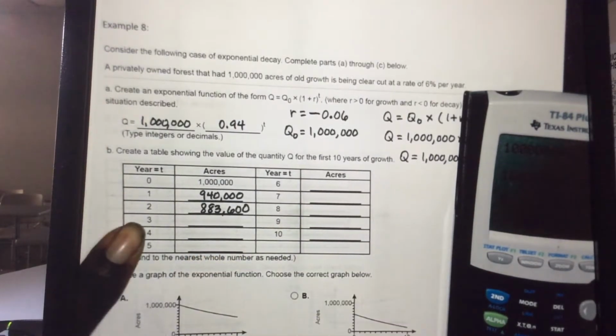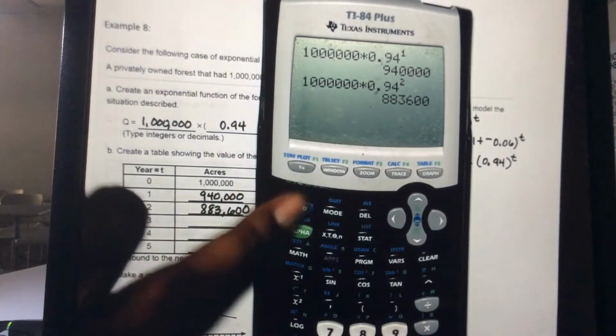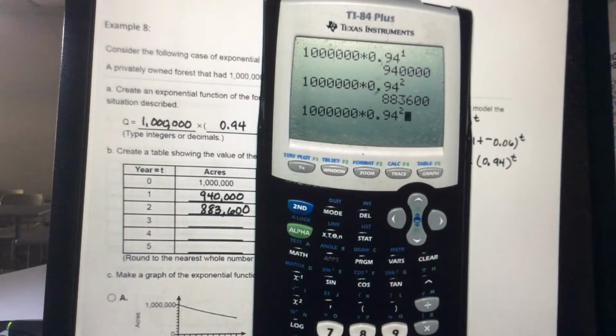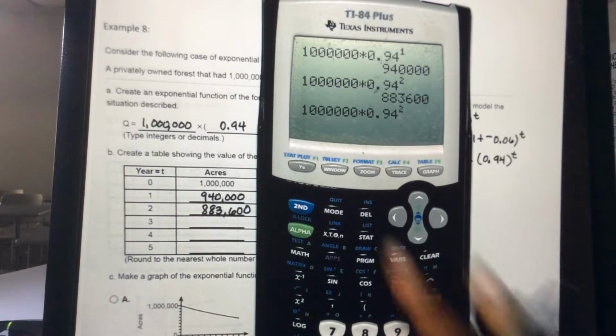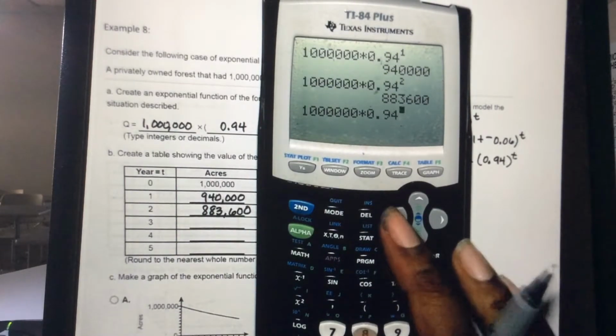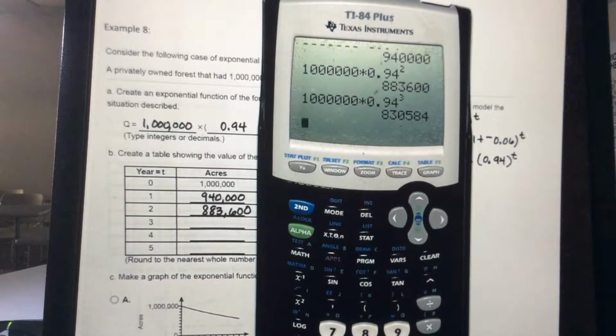And then for year 3, again, I'm going to do second enter, because the only thing that's going to change is your time. The Q sub 0 and the number in the parentheses remains the same. So I'm going to use my left arrow key to change that 2 to a 3. You'll see you get 830,584.